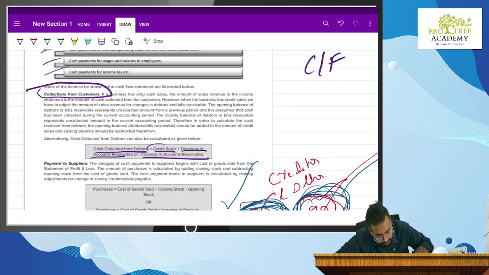Sir, credit sales why, sir? Sir, simple rule. In the last case I told you, straight away they have given 1000 as cash sales. No issues. You can straight away take 1000 as cash sales. Now, what if they have given like this? 2000 is the total sales.